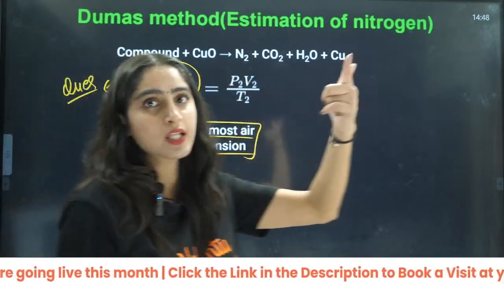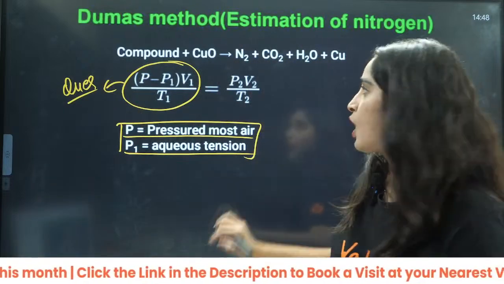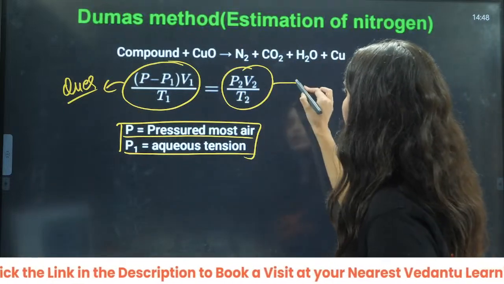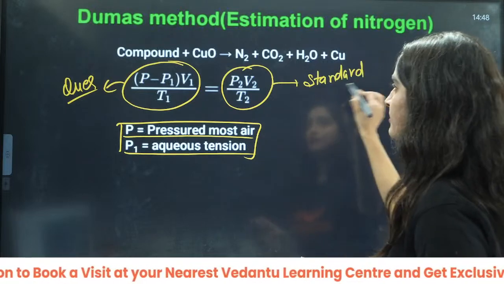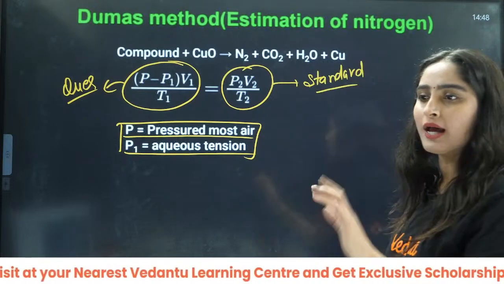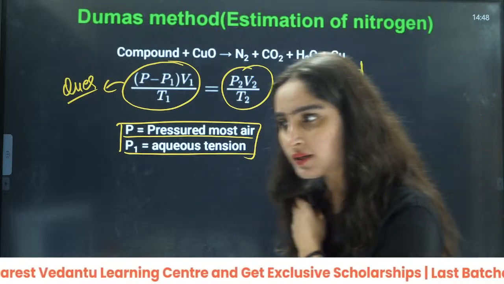Whatever is given in the question is P1, V1, T1. What is not given in the question is the standard. You just have to understand that thing. How to apply this formula is the task. Okay?